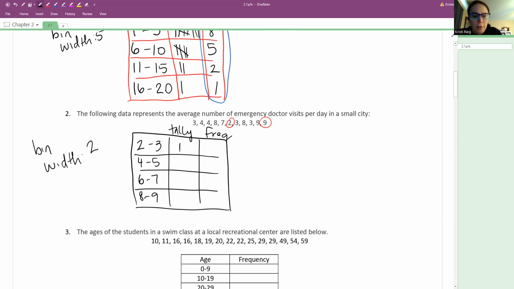So it goes 3, 4, 4, 8, 7, 2, 3, 8, 3, 9, 9.